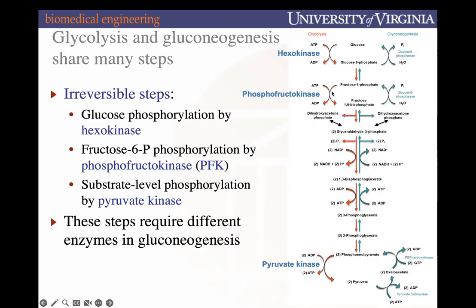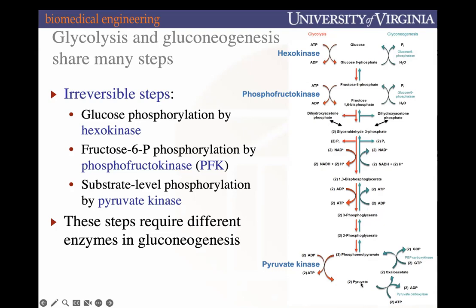Now, once we get below the production of fructose 1,6-bisphosphate, changing concentrations can drive these reactions back and forth. But the last and final irreversible step is the substrate level phosphorylation, whereby we produce an ATP molecule to yield pyruvate.